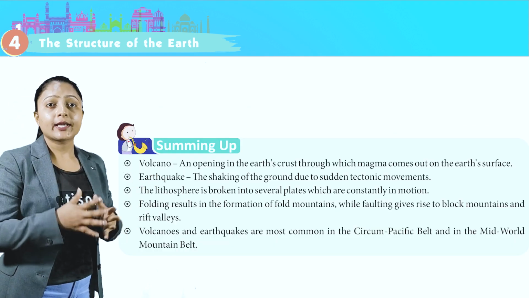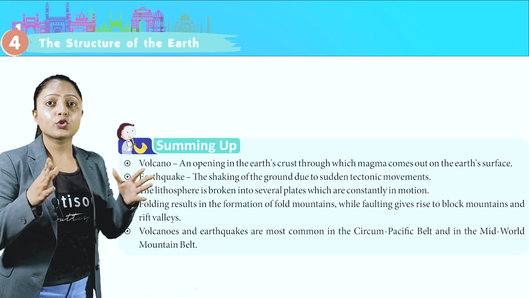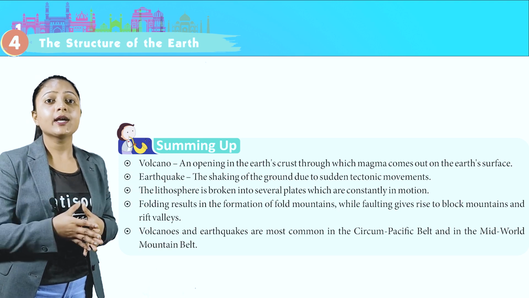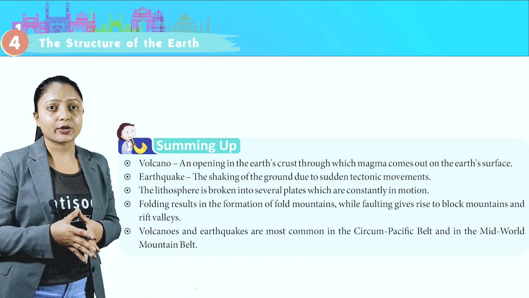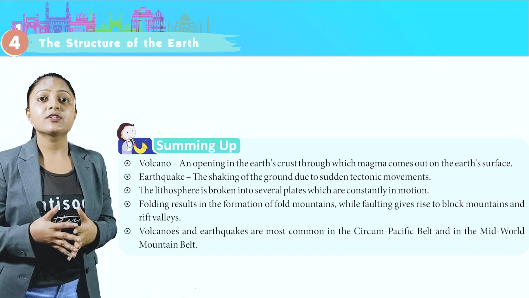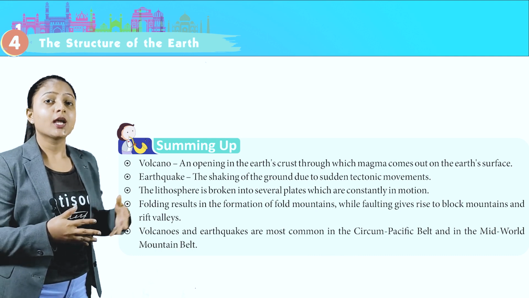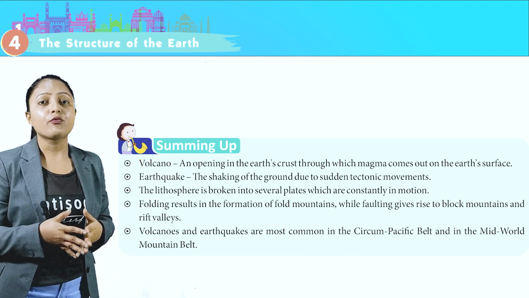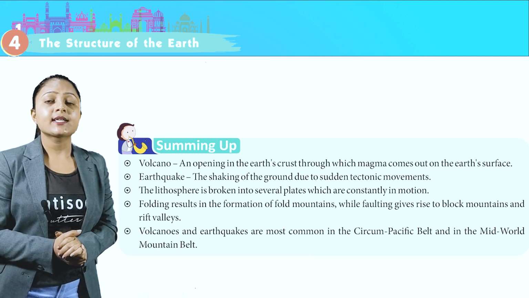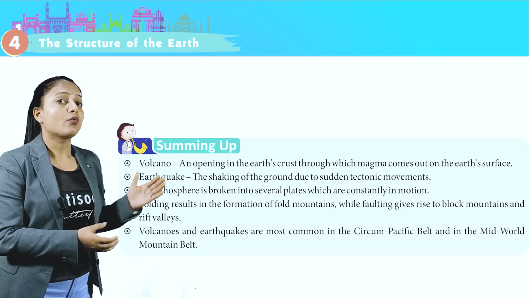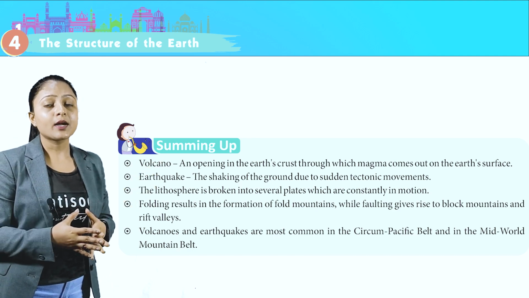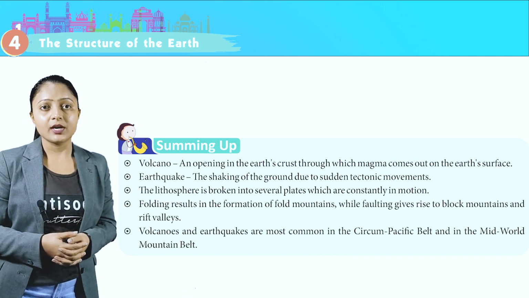Summing up. Volcano: an opening in the earth's crust through which magma comes out on the earth's surface. Earthquake: the shaking of the ground due to sudden tectonic movements. The lithosphere is broken into several plates which are constantly in motion. Folding results in the formation of fold mountains, while faulting gives rise to block mountains and rift valleys. Volcanoes and earthquakes are most common in the Circum-Pacific Belt and in the Mid-World Mountain Belt.